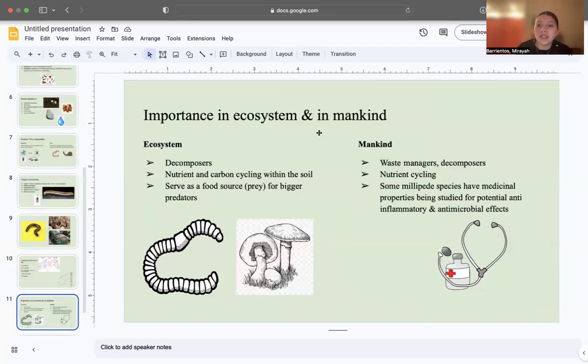And then the importance in ecosystem and in mankind. So in ecosystem, they're decomposers, like big decomposers, and they also do nutrient and carbon cycling within the soil. And they serve as a food source for bigger animals or bigger predators, like I said before. And for mankind, it's basically the same thing because they're of ecological importance. So they're waste managers, decomposers, nutrient cycling organisms. And even some millipede species have medicinal properties that are being studied right now for potential anti-inflammatory and antimicrobial uses, which is why I put this little picture right here, which is kind of interesting.